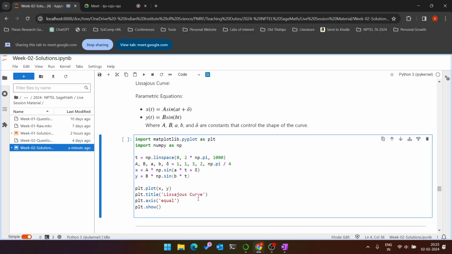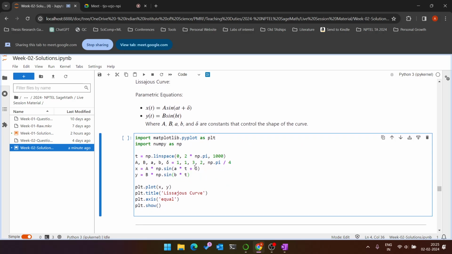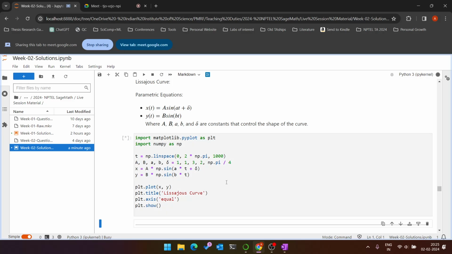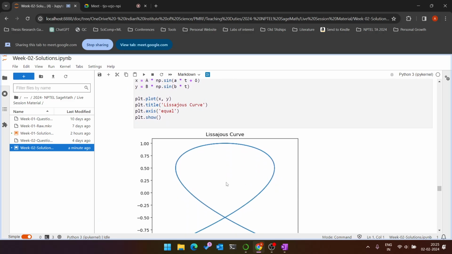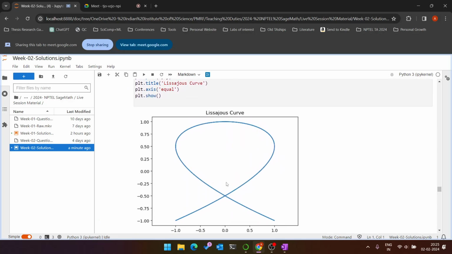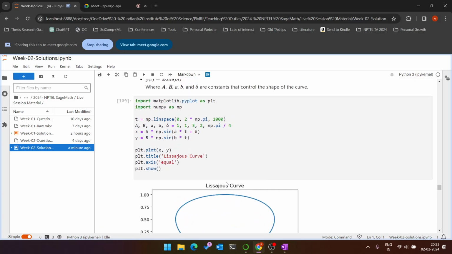So we end up getting a numpy array which is of the form a sine(at + delta), and again we get a different numpy array, b times sine of small b into t. We plot this with the values chosen, and our Lissajous curve comes out to be something like this.